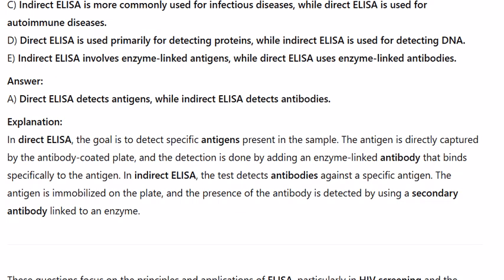In indirect ELISA, the test detects antibodies against a specific antigen. The antigen is immobilized on the plate, and the presence of the antibody is detected by using a secondary antibody linked to an enzyme.